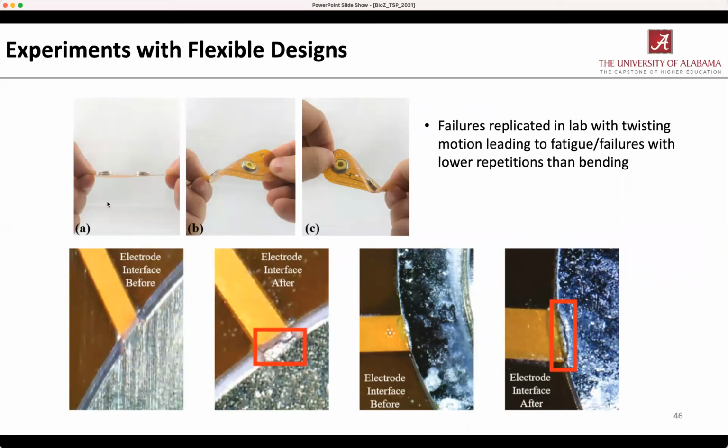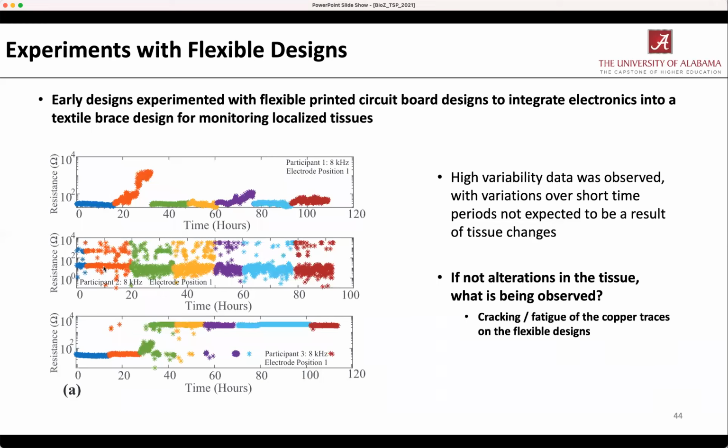Our braces have dynamic activity, not just bending and folding, but twisting. So we did both types of twisting activity on our designs so that we could see if we replicated that cracking. Here we have before and after photos, and after these twists, as early as 5 to 10 twists, we can start to see that cracking behavior. And if this cracking occurs and we lose electrical connectivity, of course we're going to see that high variability data that we saw here, especially this one. This one makes sense to have a crack that then just never came back.